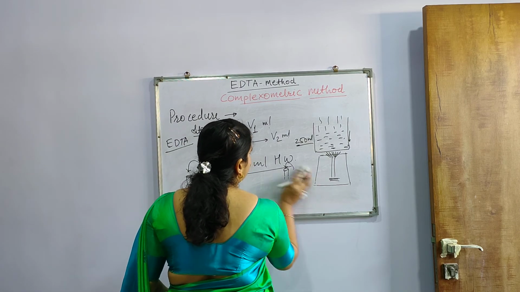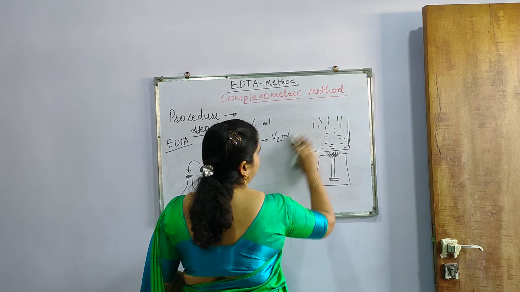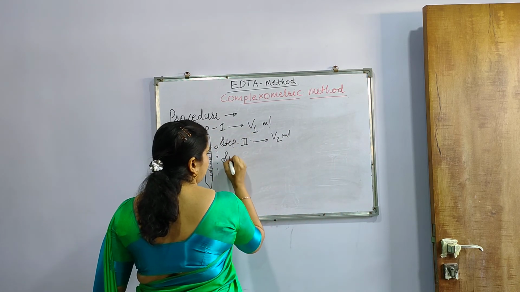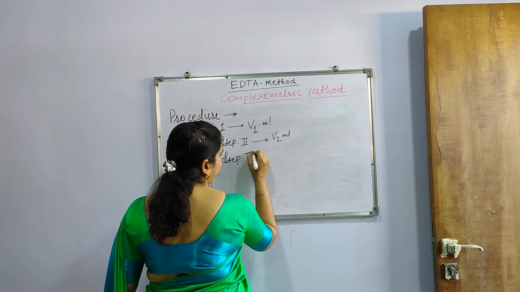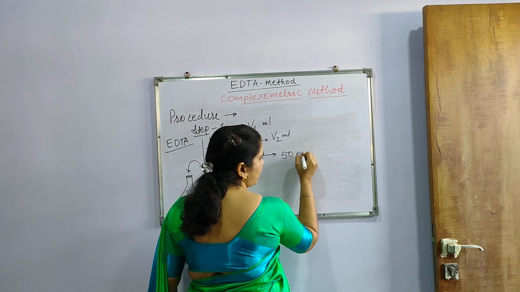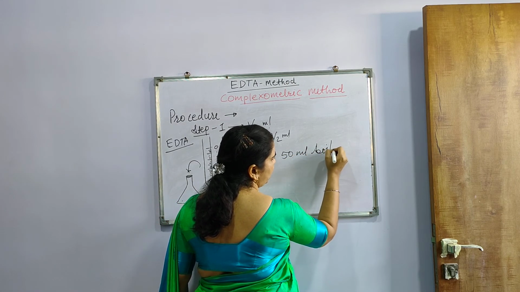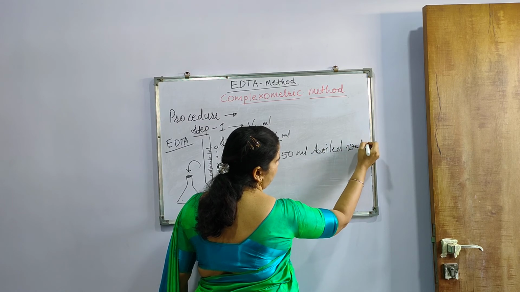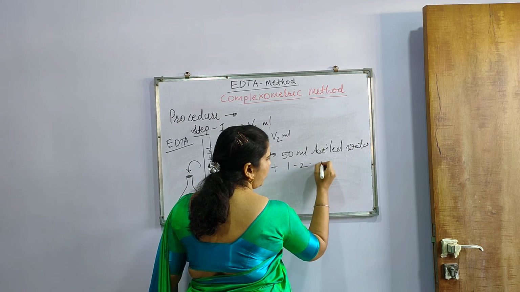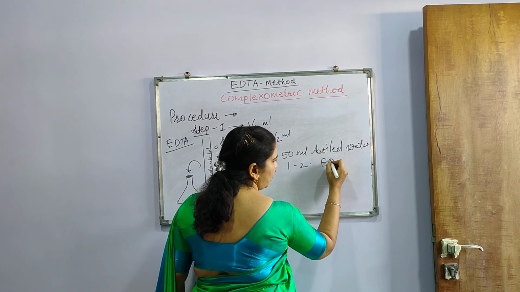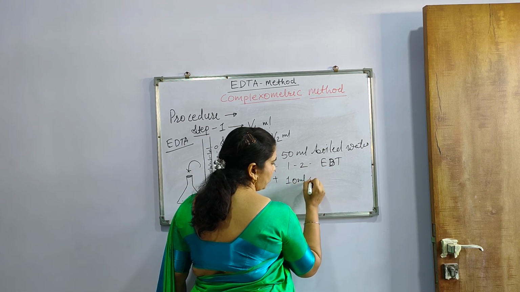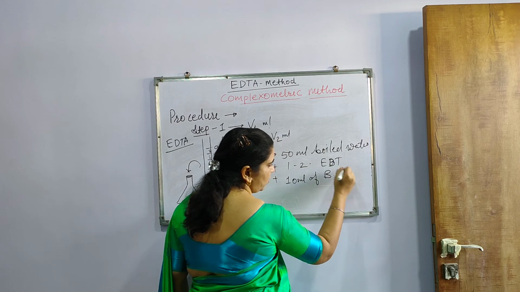Now after this, just proceed to step 3. Again take a conical flask. Step 3: again take one conical flask in which first of all 50 ml of boiled water sample is to be used, in which again 1 to 2 drops of EBT and 10 ml of buffer solution is to be added.